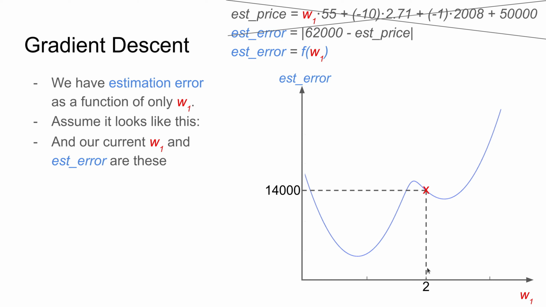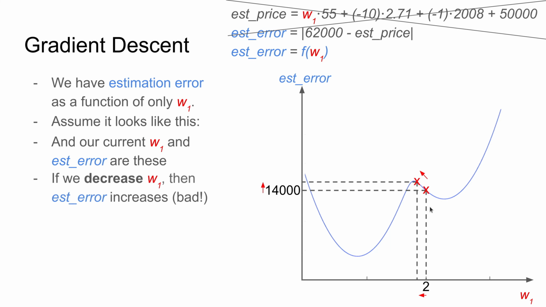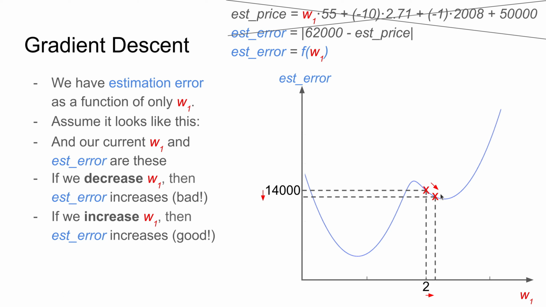Our current first weight is 2, and we know that the error is about 14,000 for this weight. We know that if we decrease W1, in this example, the error will grow. And if we increase W1, the error will become smaller. So that's an improvement. So in this case, we would like to increase W1.